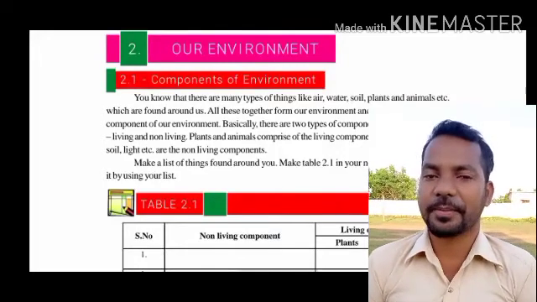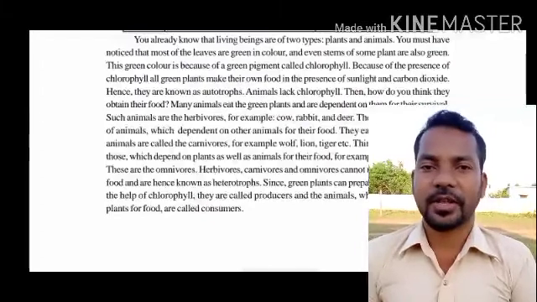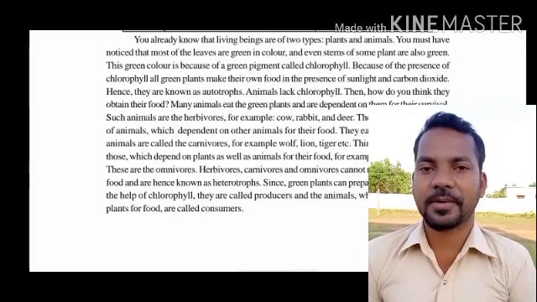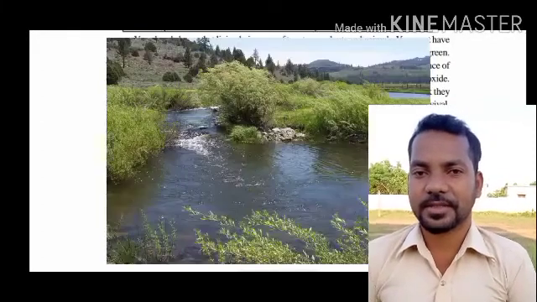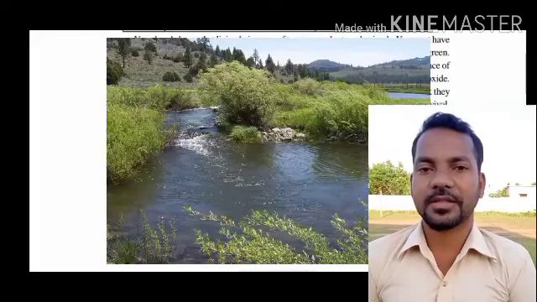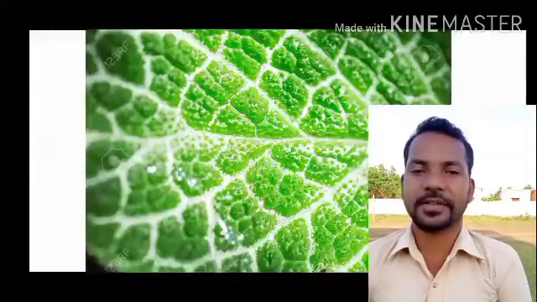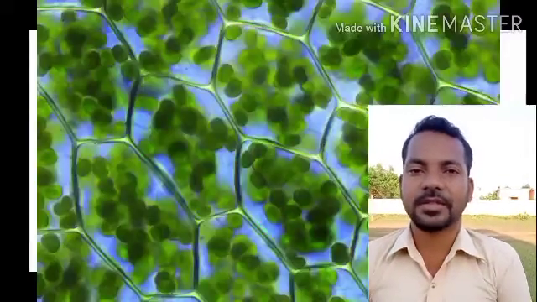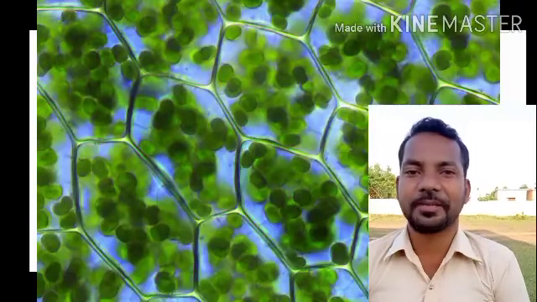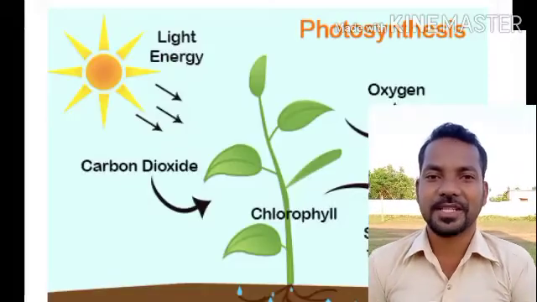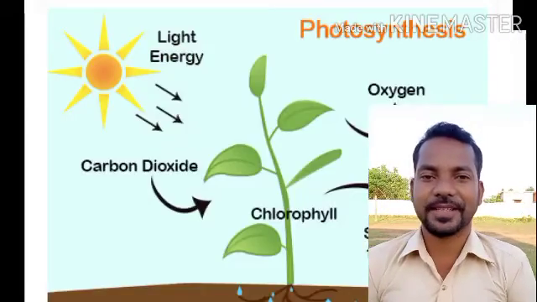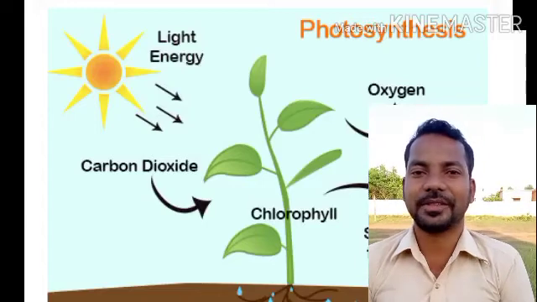are the non-living components. You already know that living beings are of two types, plants and animals. You must have noticed that most of the leaves are green in color, and even stems of some plants are also green. This green color is because of a green pigment called chlorophyll. Because of the presence of chlorophyll, all green plants make their own food in the presence of sunlight and carbon dioxide. Hence, they are known as autotrophs.